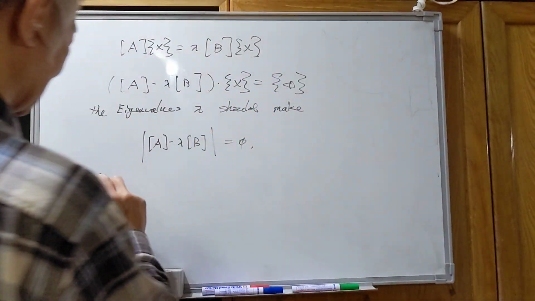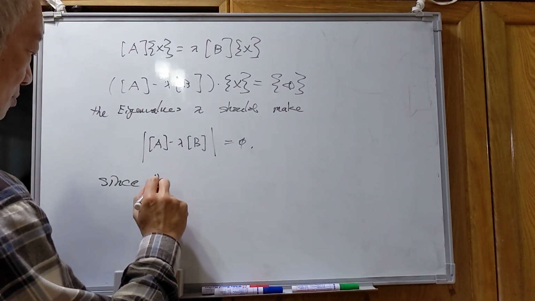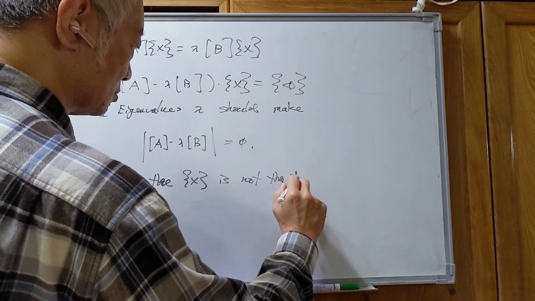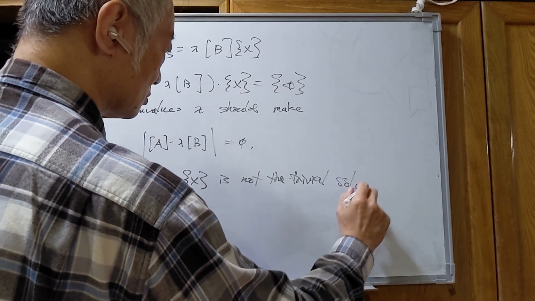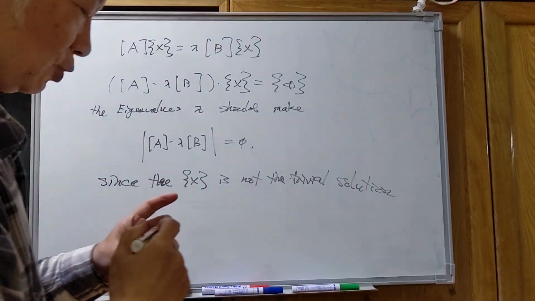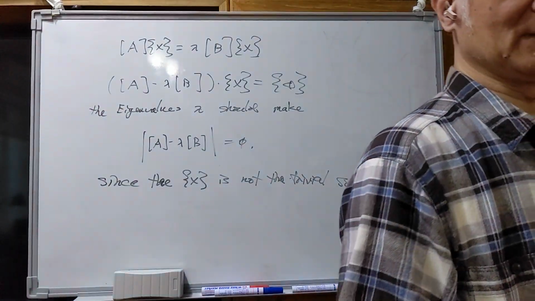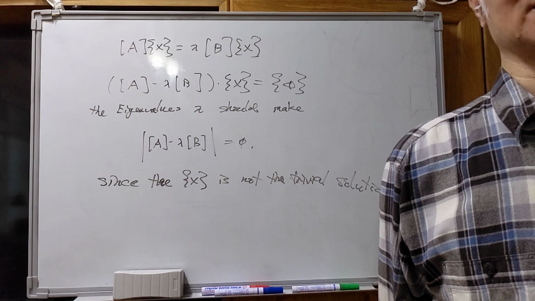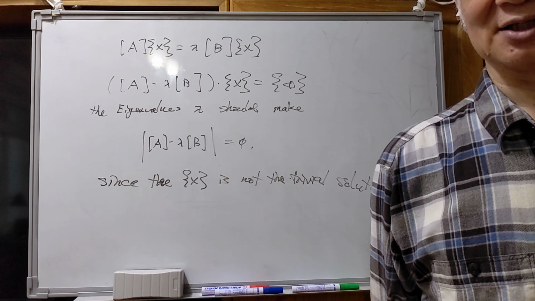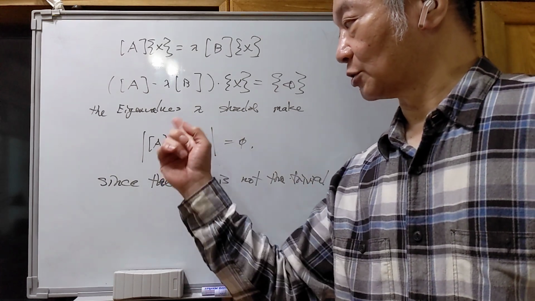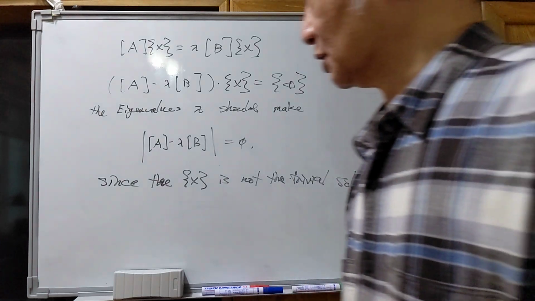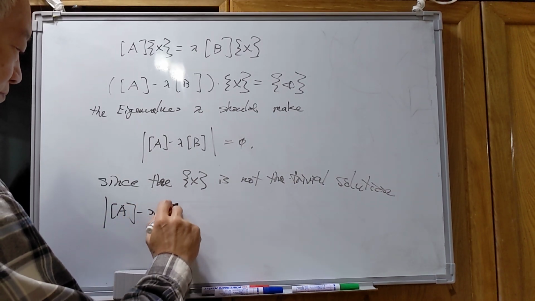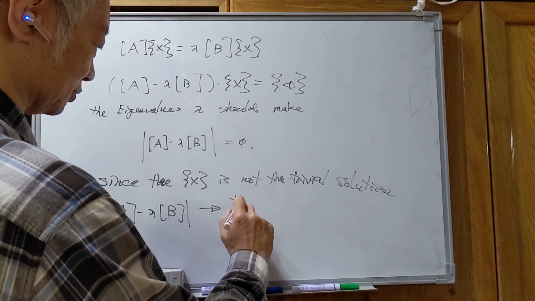Since the x is not zero. Since we like to get the eigenvector, but also we know the eigenvector is not the trivial solution. So the elements in the x vector should not be all equal to zeros. Okay, that's not the matrix we like to get. So we know these equations must be equal to 0. And if we really calculate the determinant, which can give you the characteristic equation.